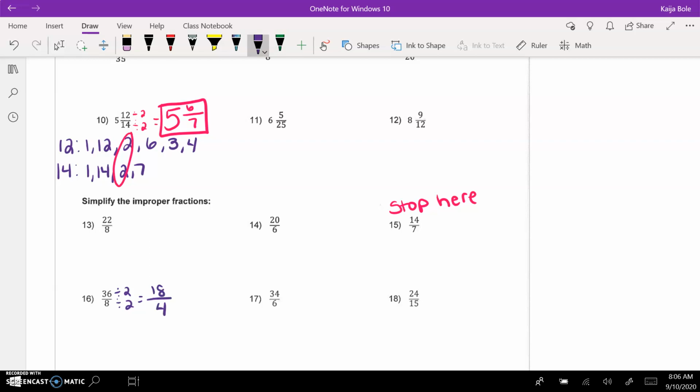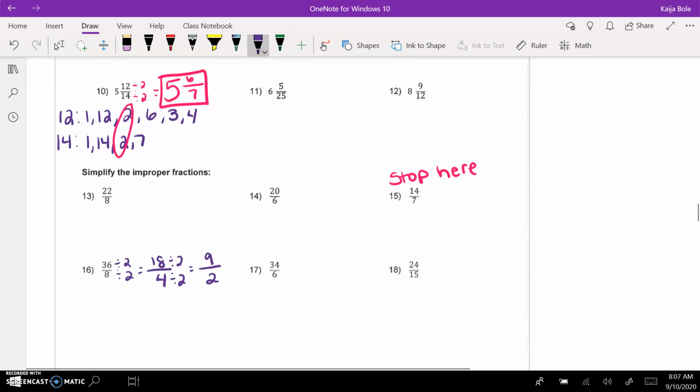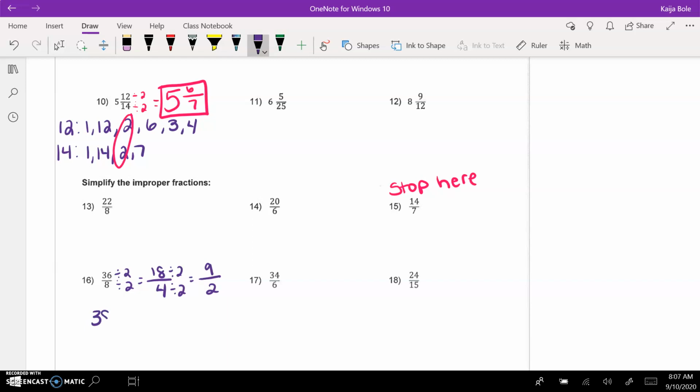Now we're looking at it, and it can go smaller, right? They're still even numbers. I can divide by 2 again, and 18 divided by 2 would be 9, and then 4 divided by 2 would be 2. Some of you would have to do it in 2 steps like that. Some of you could have probably just looked at it long enough and just divided by 4. Oh, sorry, this should be 36. You would have just divided by 4, and that would have gotten you to the 9/2 in one step.